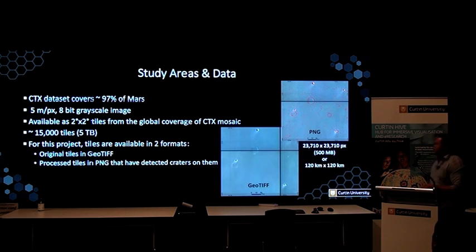Now, let's talk a bit about the CTX imagery. The CTX dataset covers almost 97% of the planet Mars. It is an 8-bit grayscale imagery with 5 meters resolution, and the imagery is available in 2 degree by 2 degree tiles from the global coverage of the CTX Mosaic. And for the entire planet Mars, there are almost 15,000 tiles, which is equivalent to 5 terabytes of data.